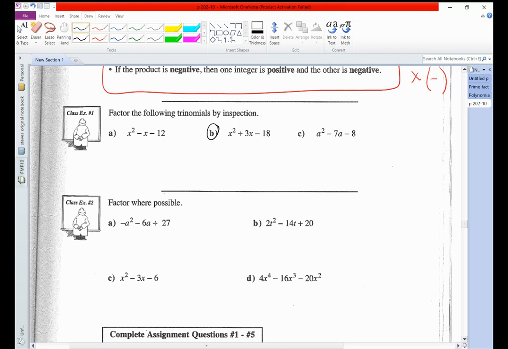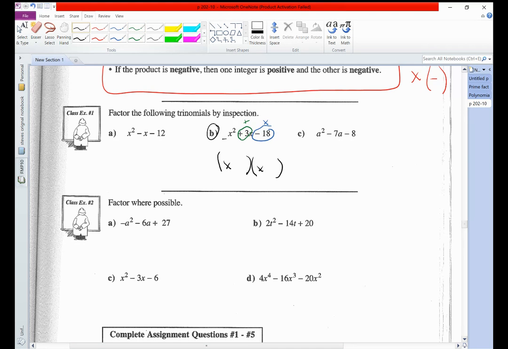So I see here I have a trinomial in the form x squared plus bx plus c. I don't have a coefficient in front of that x squared, and I don't need to factor out any common factor. So now I can just set up my brackets, x, and I'm looking for two numbers that multiply to negative 18 and add to positive 3.